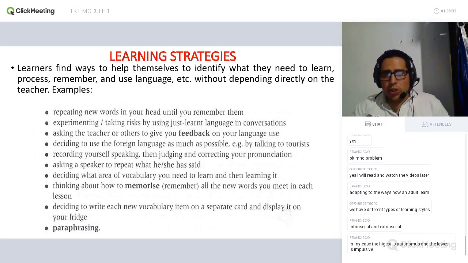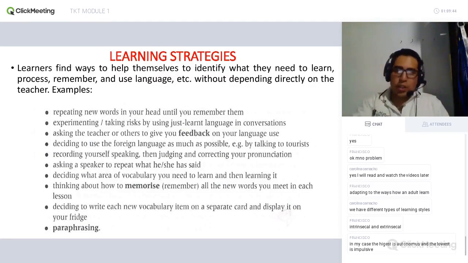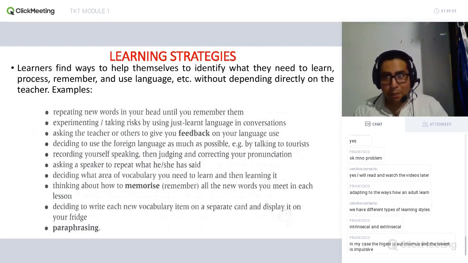Now, there are also learning strategies which are not the same as the learning style. The style is the way, and the strategy is the process you are going to be taking during the whole course. Learners use strategies to help themselves identify what they need to learn, process, remember, and use language, etc., without depending directly on the teacher. So sometimes they don't depend on us, they depend on themselves, the way they learn.